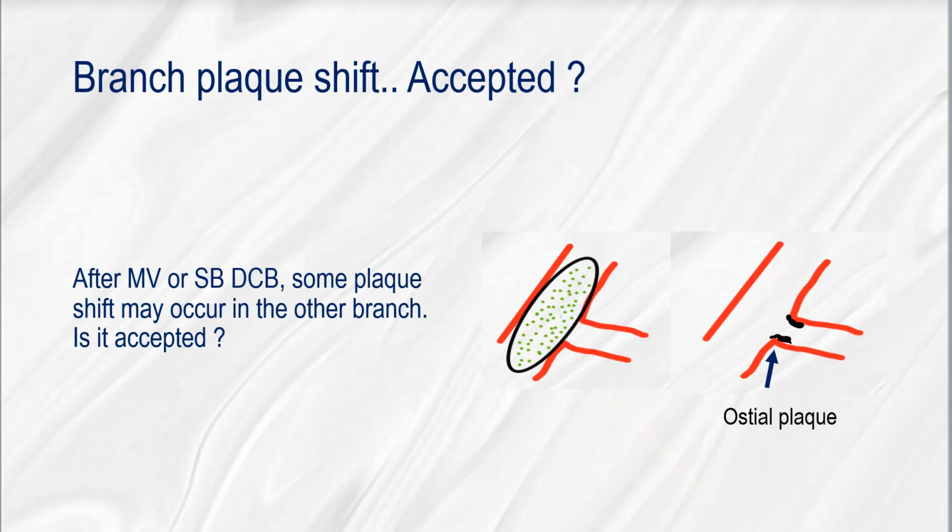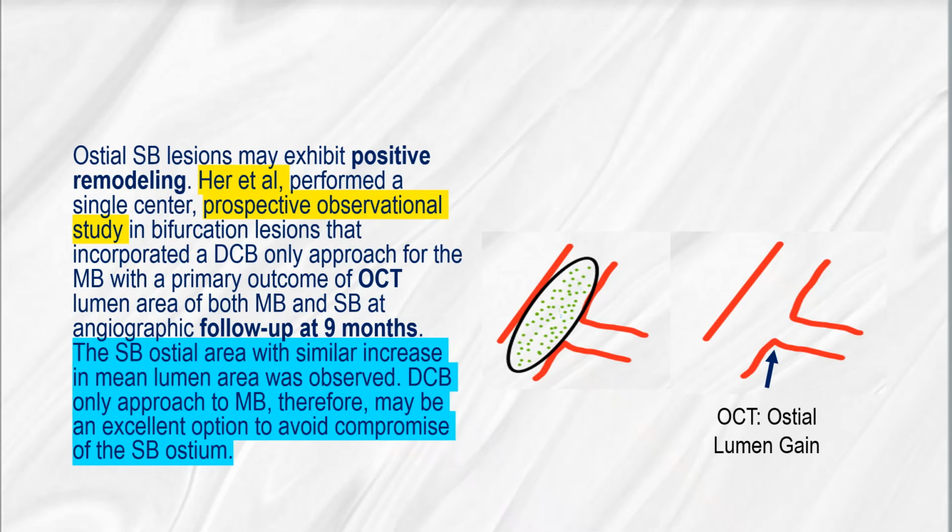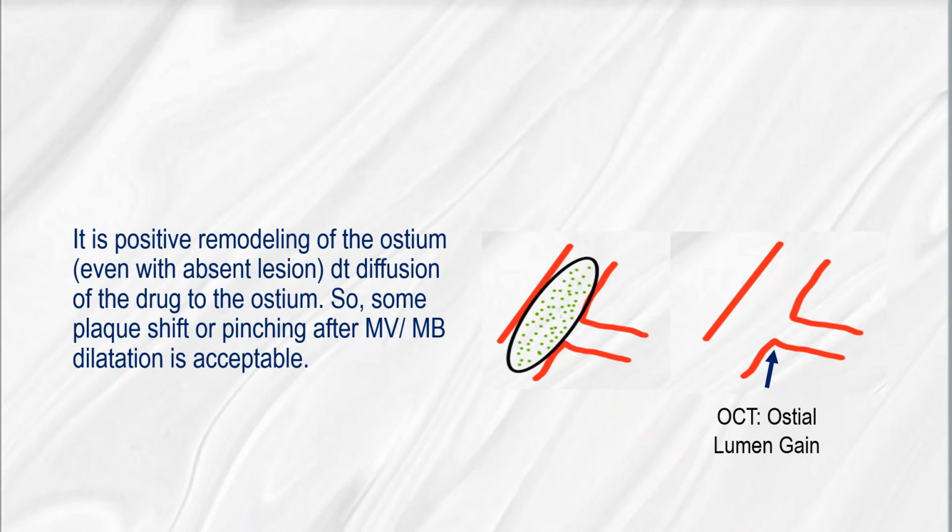Branch plaque shift: is it accepted after main vessel or side branch drug-coated balloon dilatation? Some plaque shift may occur in the other branch. Is it accepted? In this study, 9 months after the procedure, OCT showed an increase in the mean lumen area of the side branch after main branch drug-coated balloon dilatation. It is positive remodeling of the side branch ostium due to diffusion of the drug to the ostium. So some plaque shift or pinching after main vessel dilatation is accepted.